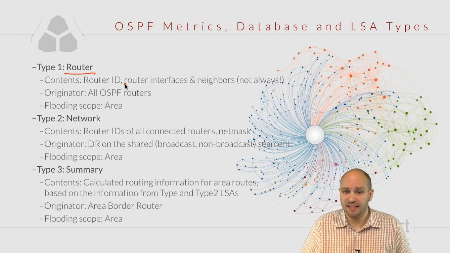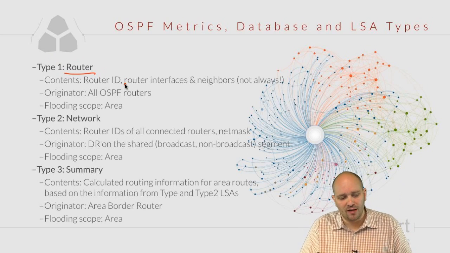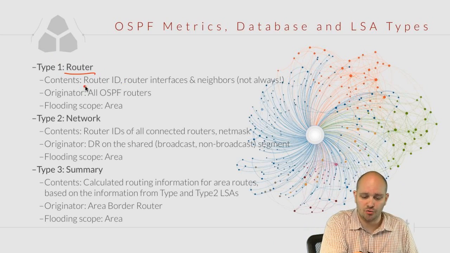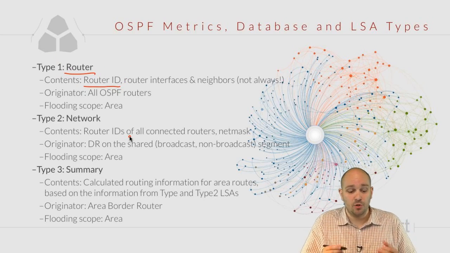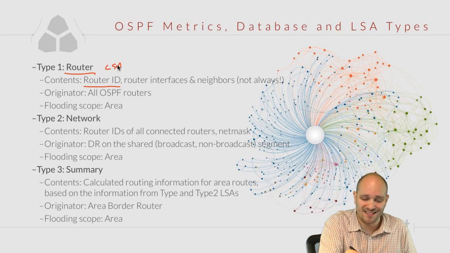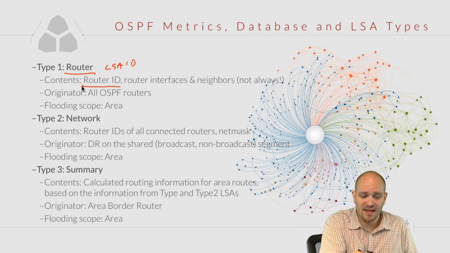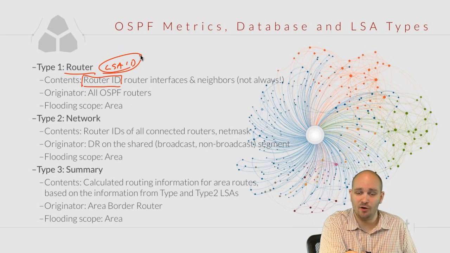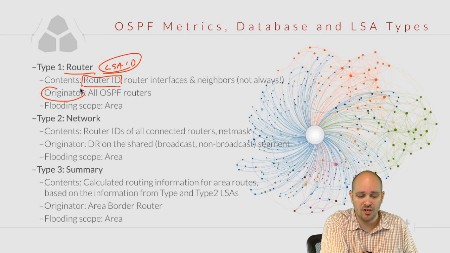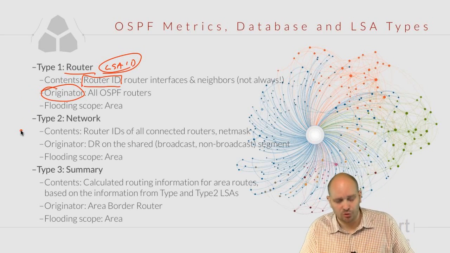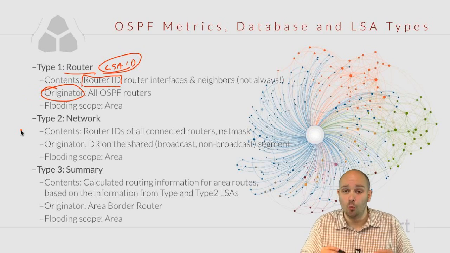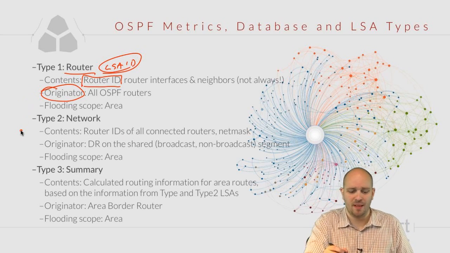The important contents of this LSA are the router ID of the router, which is also going to be the LSA ID of type 1 LSA. And in the case of type 1, the router ID, the LSA ID carried in type 1, and the originator, the router that injected the advertising router, will be the same information.